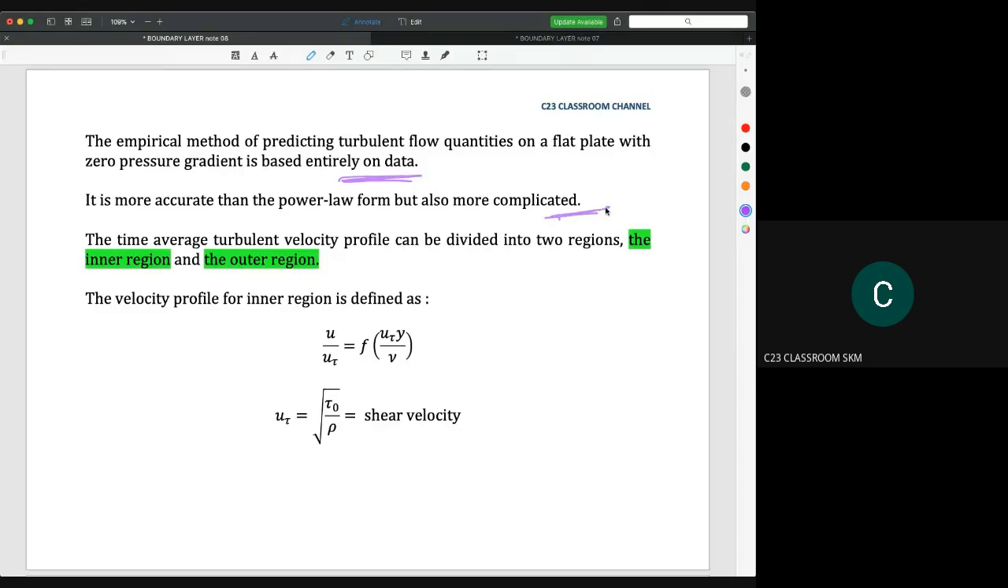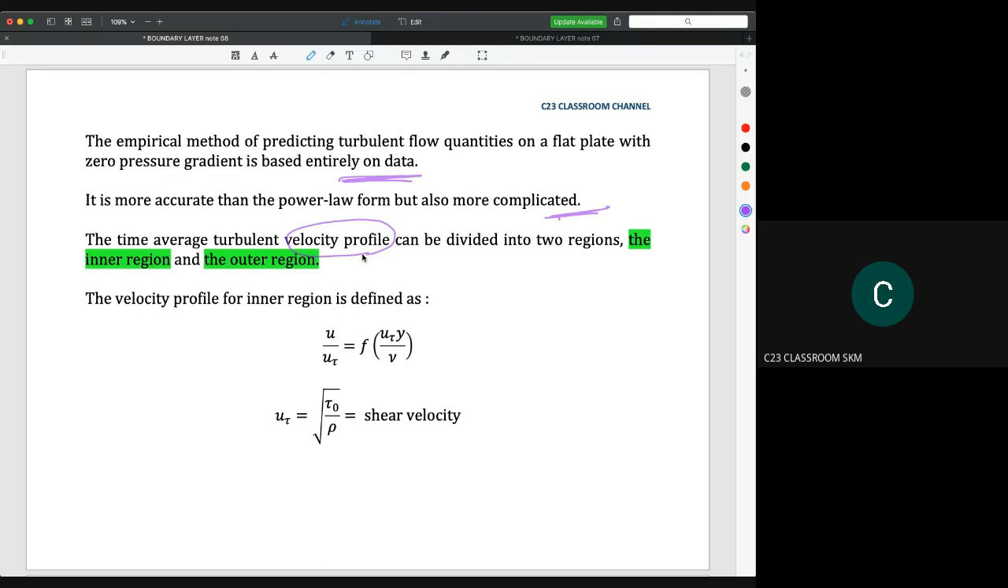So the time average turbulent velocity profile can be divided into two regions, the inner region and the outer region. So the time average turbulent velocity profile means that here, the idea is we try to plot every molecule's velocity. So this is the general idea, using the equation that you derive from Navier-Stokes equation.